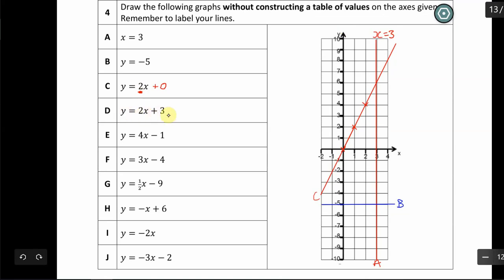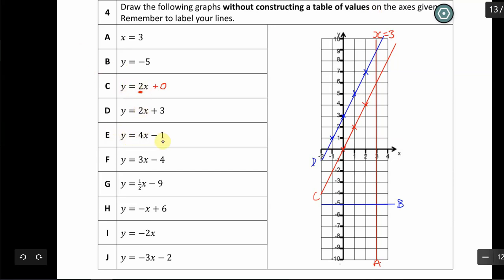D, y equals 2x plus 3. So it's going to go through 3 on the y-axis. So there, and it's got a gradient of 2, so steepness of 2. Again, we're going to go across 1, up 2. There's another point on the line. Across 1, up 2. And even if we went the other way, we could go left 1, down 2 to give us some other points on the other side. Okay, so let's draw a line through those points. And we can see that line is actually going to be parallel to the line we drew below. It has the same gradient, so it's going to be parallel.